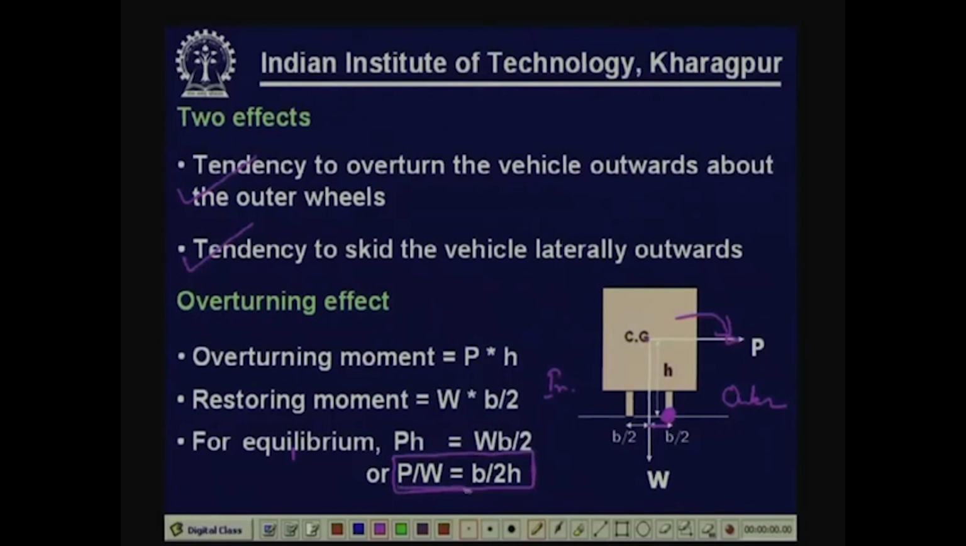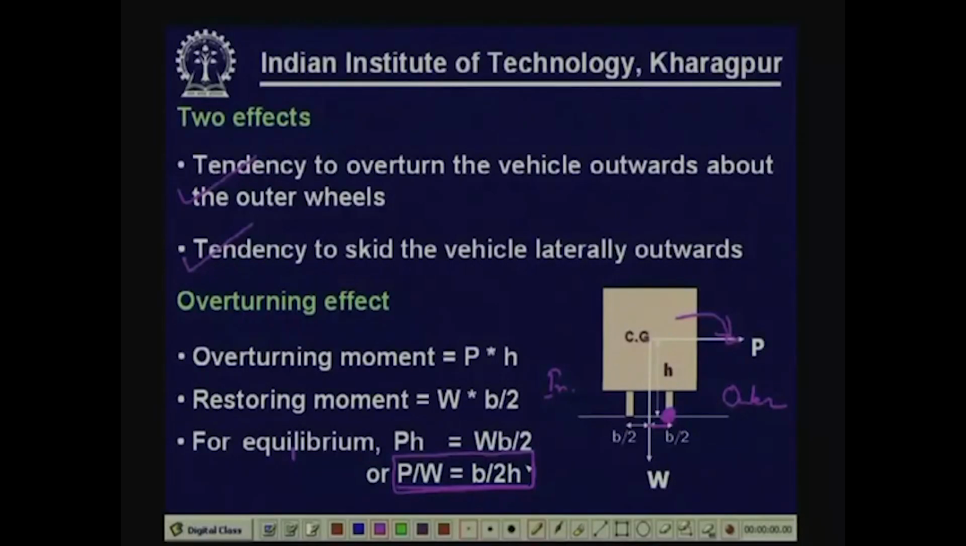That means if P by W is more than B by 2h, then the overturning moment will be more than the restoring moment and the vehicle will overturn about the outer wheel. So, for safe movement, the centrifugal ratio or the impact factor must be less than or equal to B by 2h. In fact, equal to is the limiting condition.